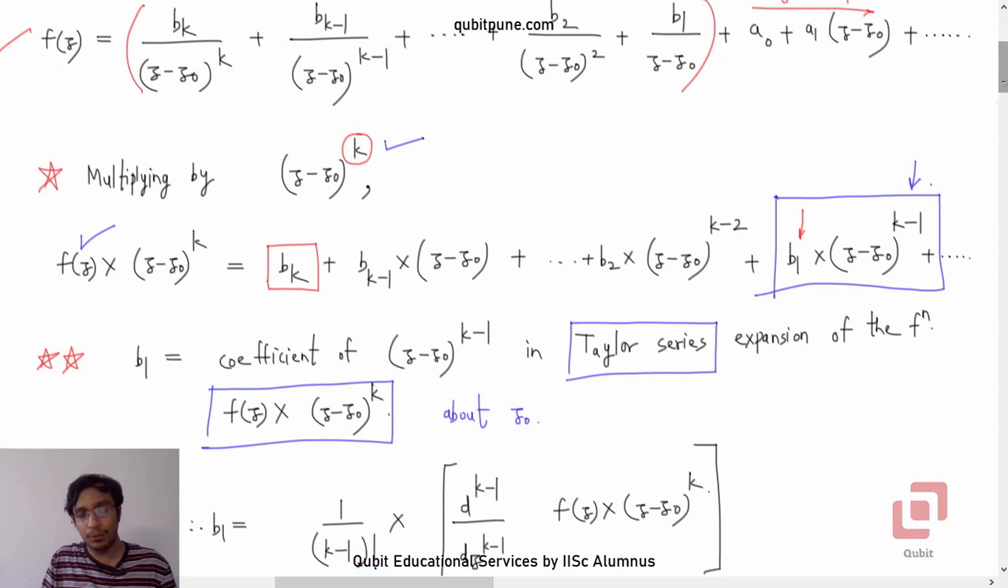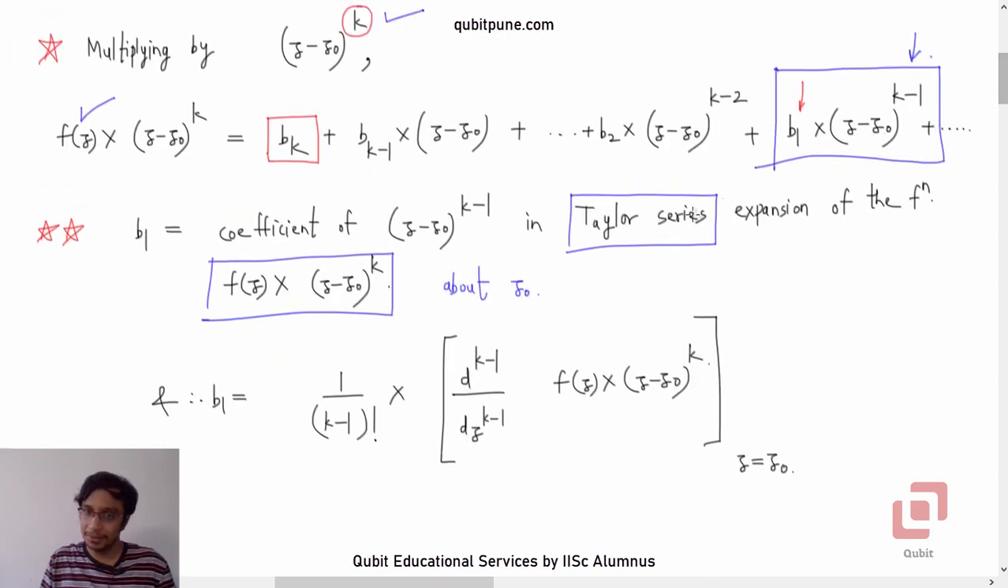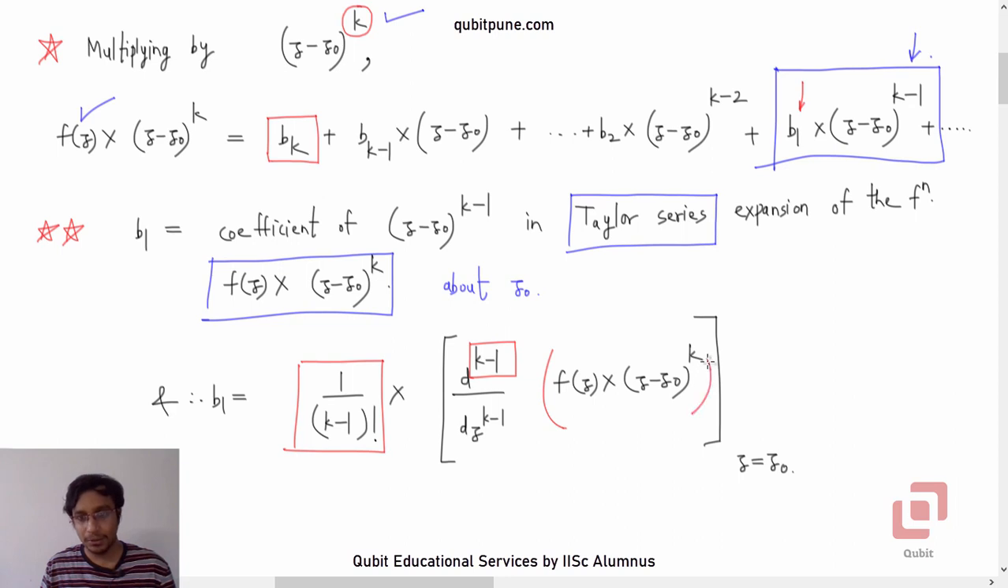And we very well know how to find these coefficients. In Taylor series we use derivatives. So b1 is going to be 1 upon (k minus 1) factorial multiplied by the (k minus 1)th derivative of the function f of z into (z minus z naught) to the power k at z equal to z naught.